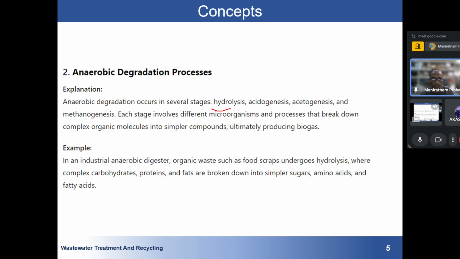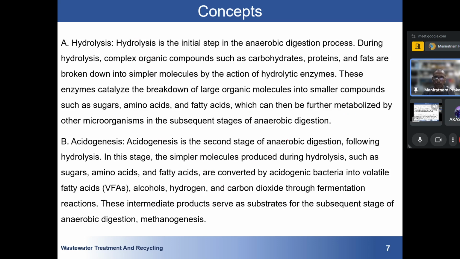First hydrolysis will occur, then acidogenesis, then acetogenesis. I think everyone is understanding hydrolysis. Then there will be acid formation, then acetate formation, and finally methane formation. Each step involves different microorganisms and processes that break down the complex organic matter into simpler compounds, ultimately producing biogas. Now we will look at the next slide and I will discuss this.